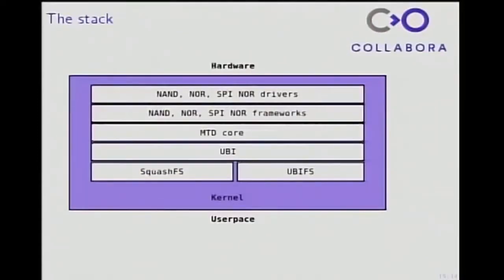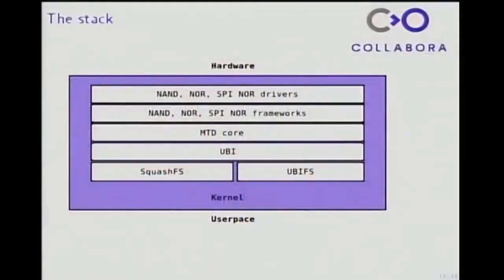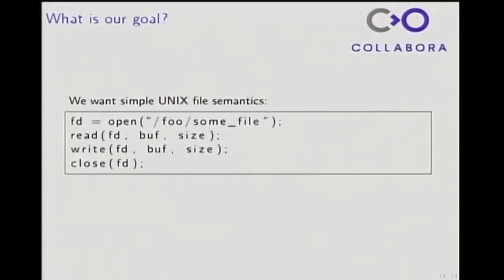OK, so there is a large stack that will get us there. There is a large stack that will get us from the user space that I have drawn below for some reason, and then via many, many layers, we will get to the hardware. So all the complexity is going to be solved there, all the complexity to give us the Unix file semantics.